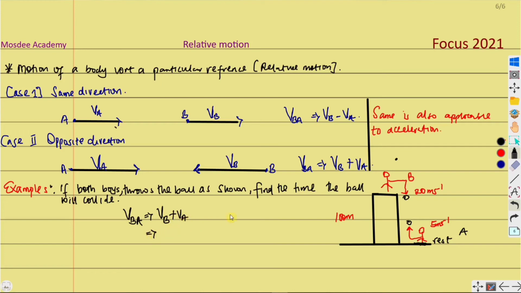And if we go by that, this is 20, this is 5. We are going to sum 20 plus 5 in meters per second, which gives us the relative velocity of the two bodies, which is 25 meters per second.